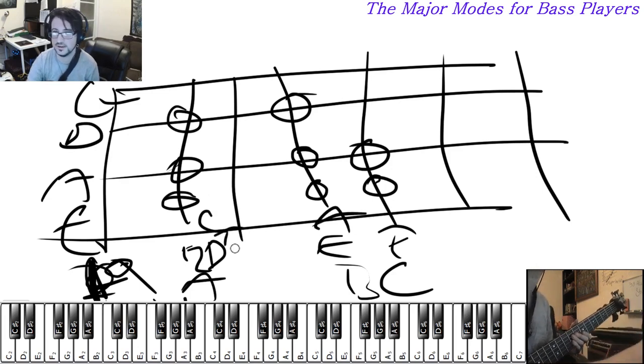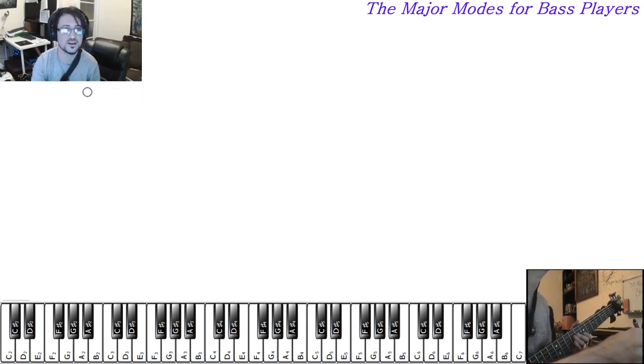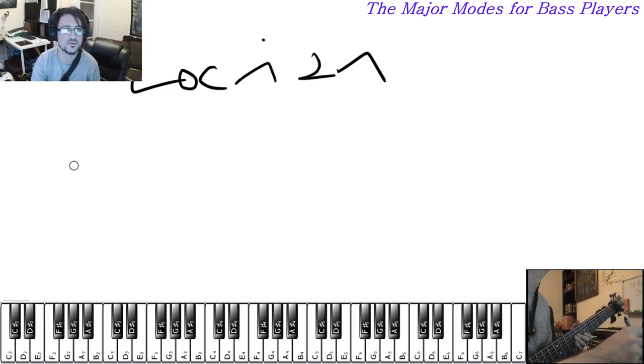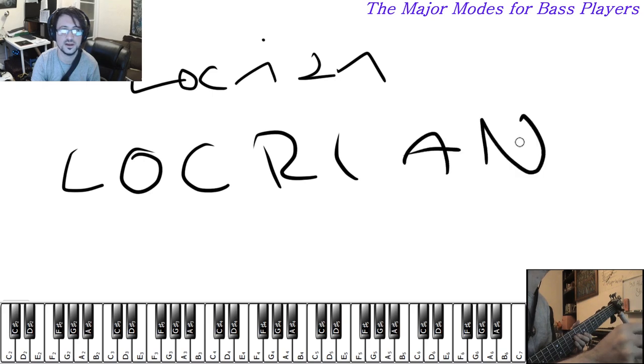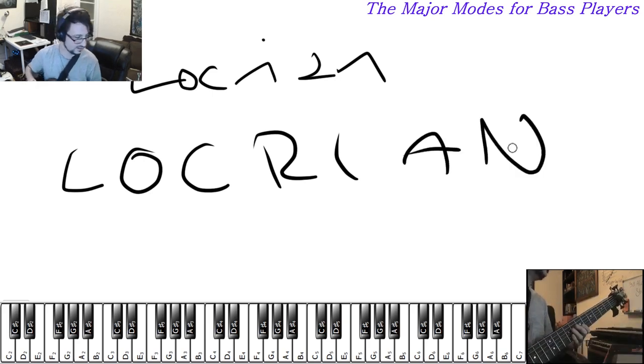Such as thusly. Now we have the final remaining mode of the major modes, which is again quite a cool scale that I'm quite a fan of, which is Locrian, L-O-C-R-I-A-N. And it sounds like this.